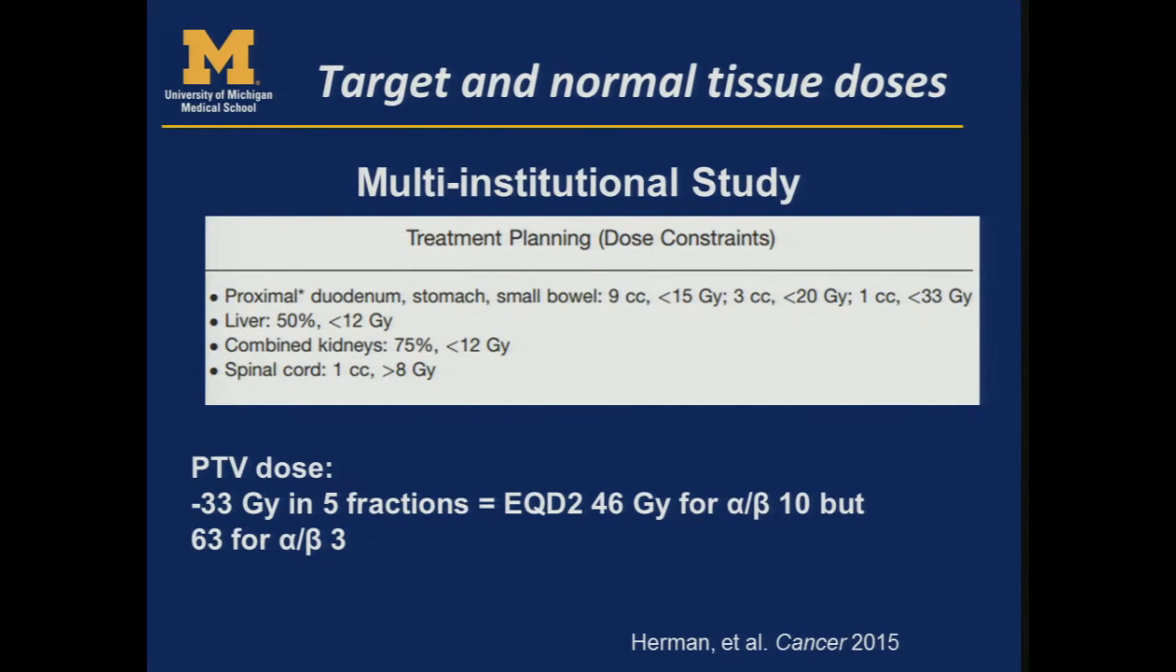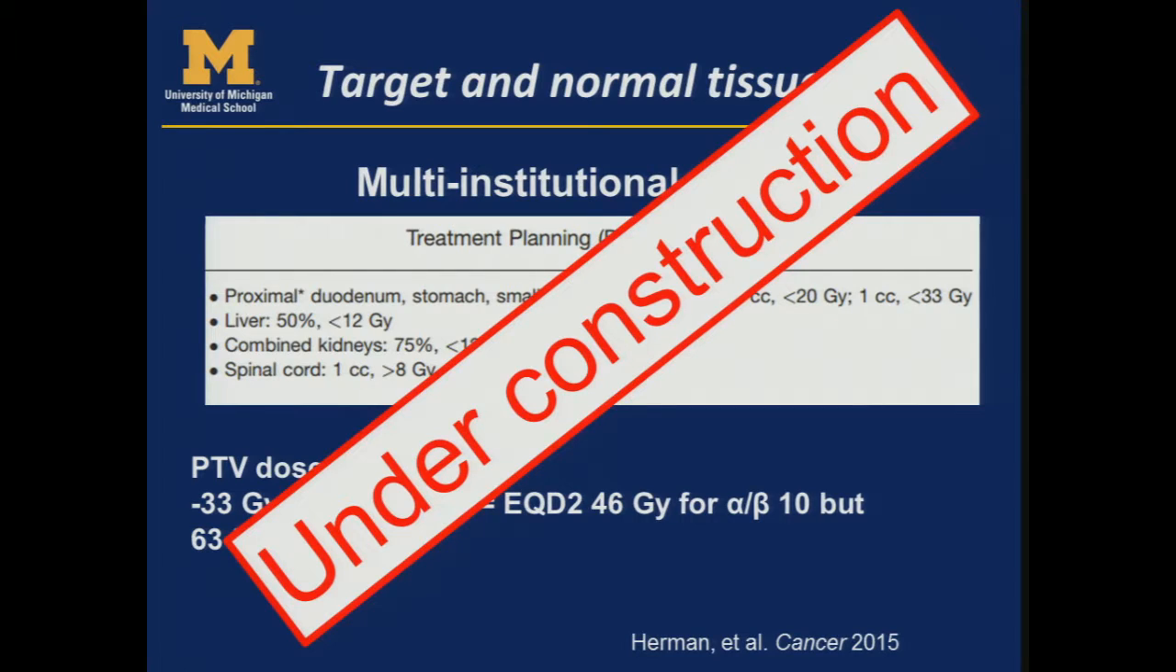So what about target and normal tissue doses? You're going to hear me say again and again that it's a work in progress for pancreas cancer, and it is. But in the multi-institutional study that was recently published in Cancer, this is what they used. They had limits for the proximal duodenum, stomach, and small bowel. They had limits for the liver, kidneys, and spinal cord. And the PTV dose they used was 33 gray in 5 fractions. Again, under construction.